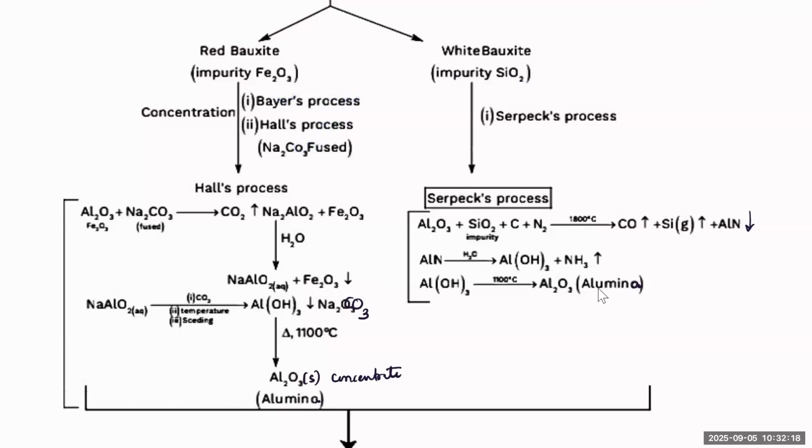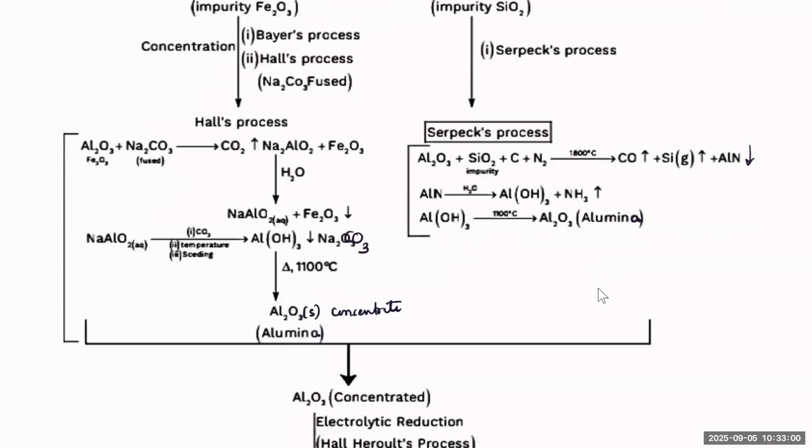For the Serpeck process, which is used for extracting aluminium from white bauxite, we take Al2O3. Considering there is silica impurity, you add carbon with N2 gas. On adding that, we'll get aluminium nitride. Carbon will get oxidized to CO, and silicon vapors will be released. AlN on hydrolysis will give you aluminium hydroxide, and that on heating strongly, around 1100 degrees centigrade, you'll get Al2O3. That's how you'll get alumina.